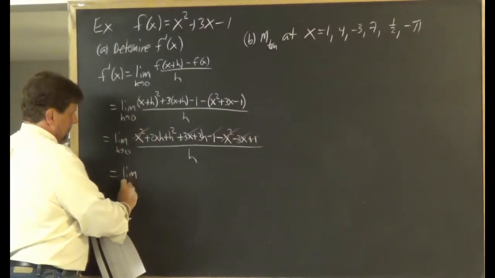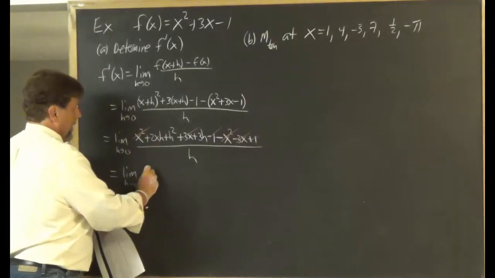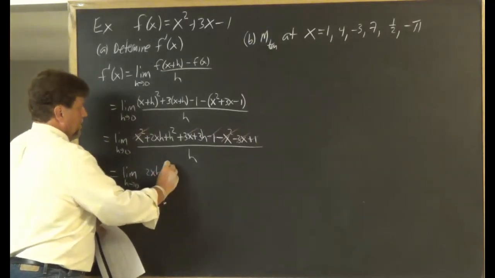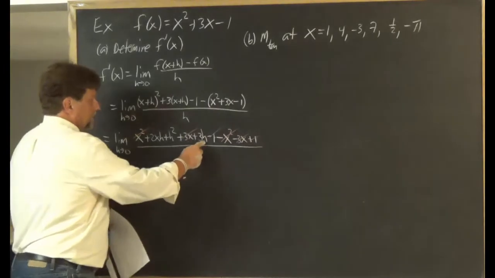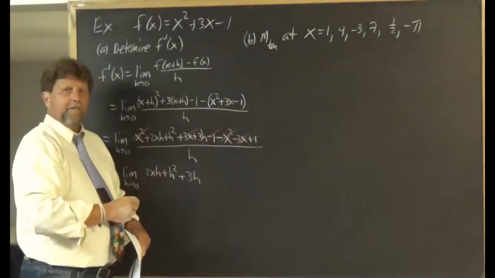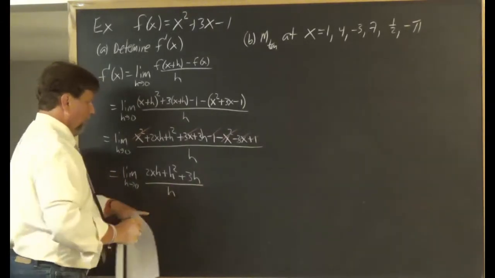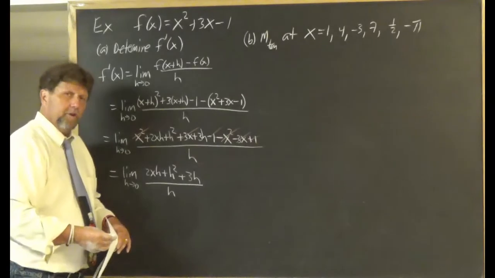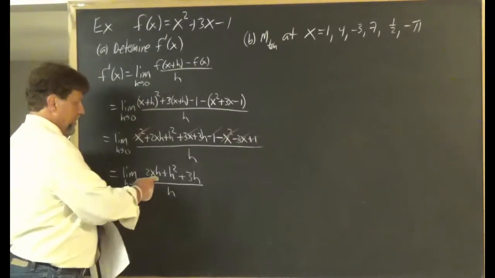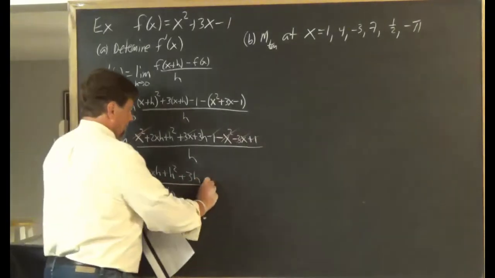We're at the limit as h approaches 0. Okay, we have a 2xh plus an h squared plus a 3h. That's all we have left in the numerator. How about that? We can't find the limit because we have the indeterminate form 0 over 0, but you know by now we're going to factor an h out of the numerator.